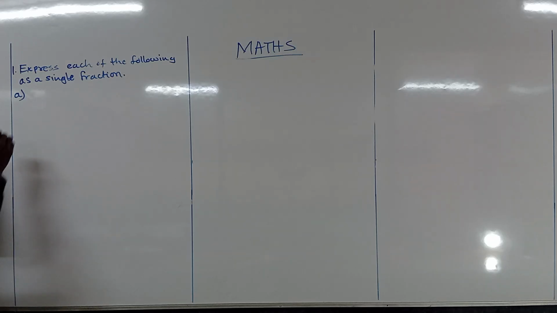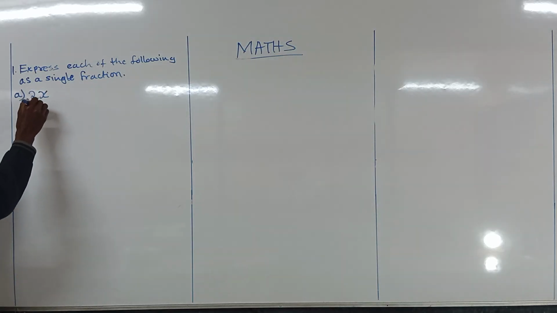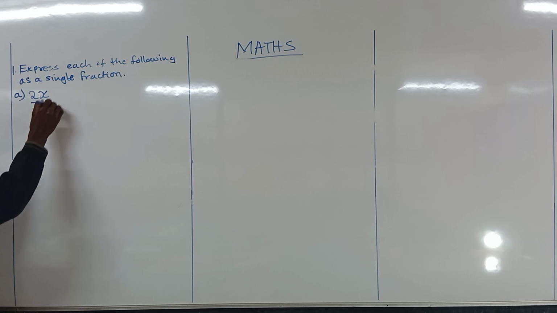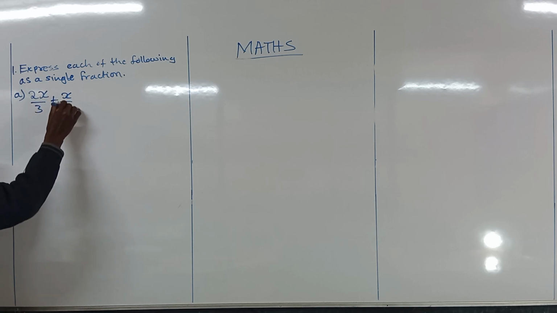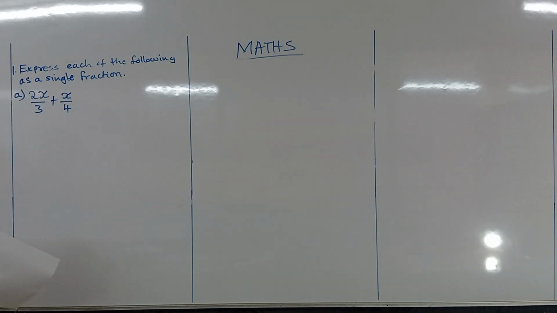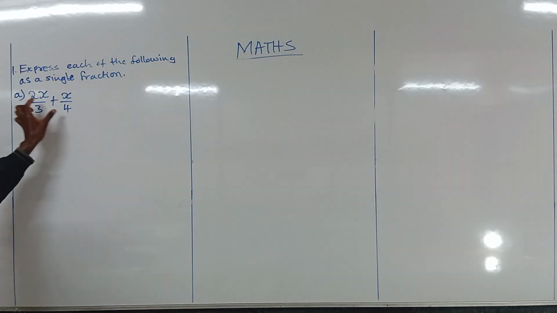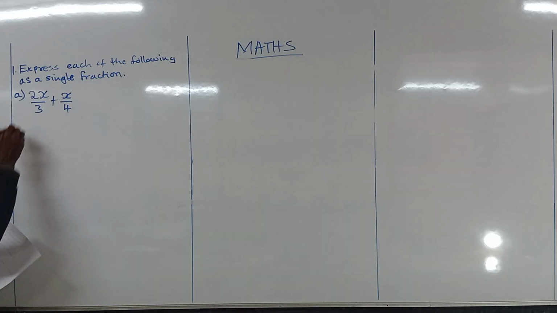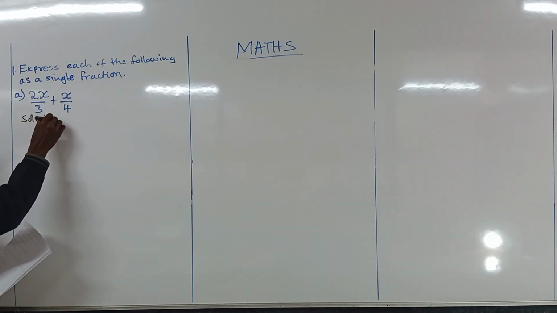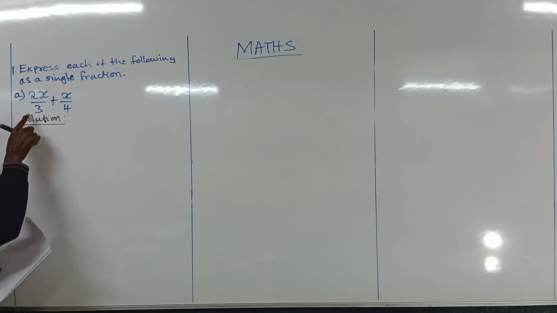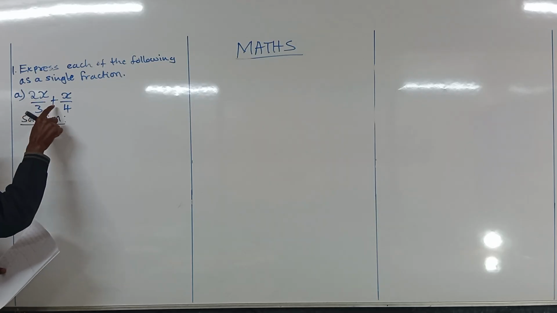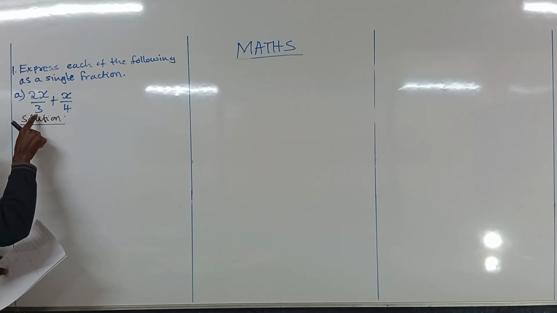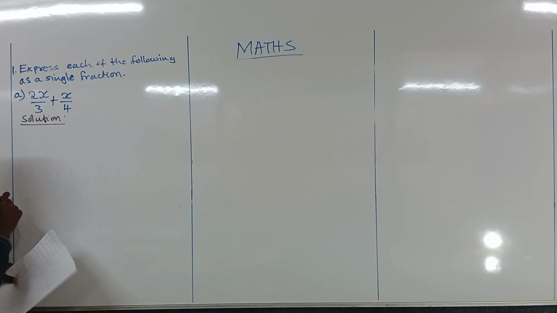So the first one is 2x out of 3 plus x out of 4. In this case, what does it mean? As a single fraction, it means that we are going to have one term as an answer, which has one denominator and one numerator. So our solution becomes, we are going to go by the LCM way. We are going to find the LCM of 3 and 4, which is 12.